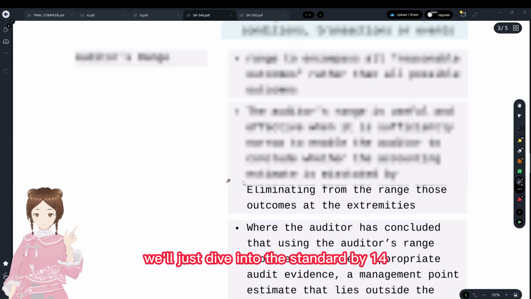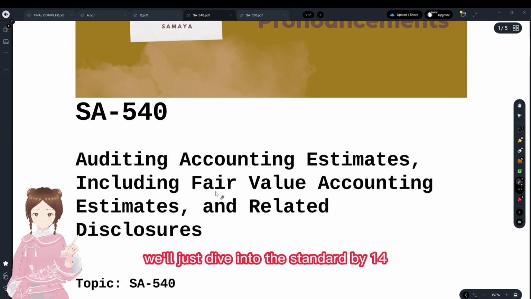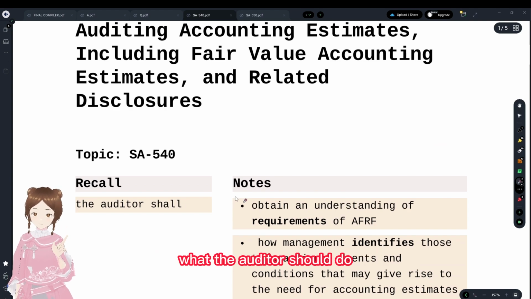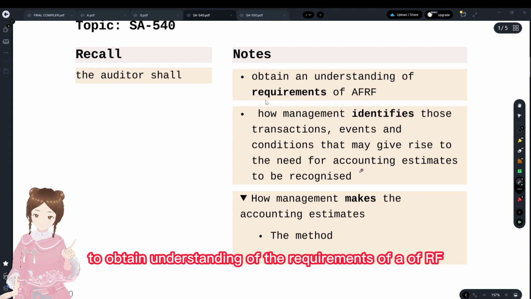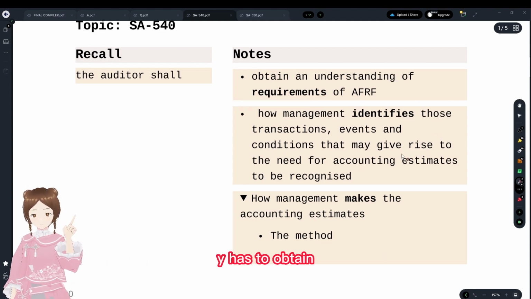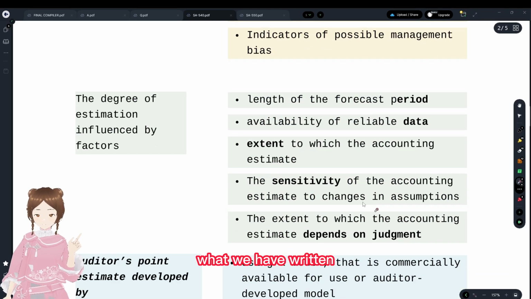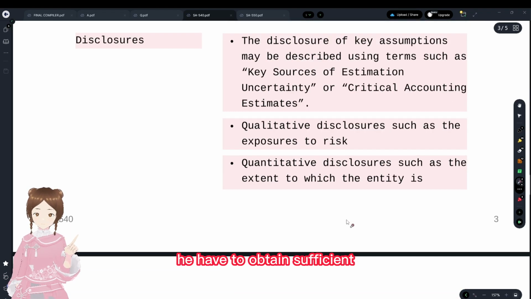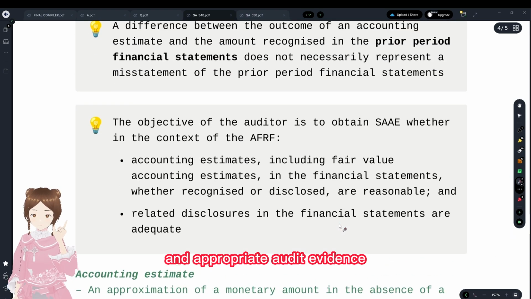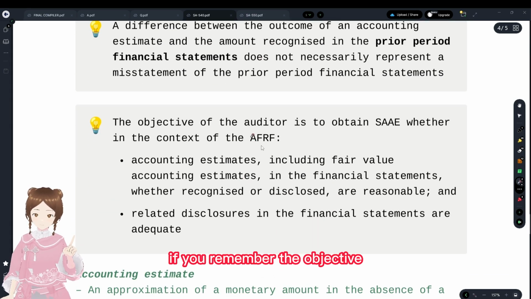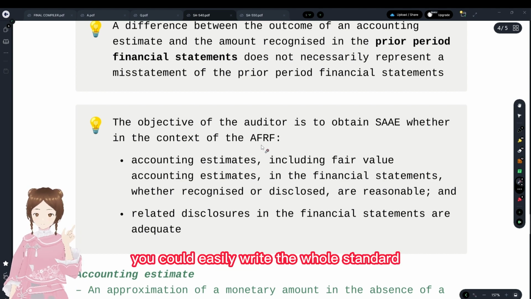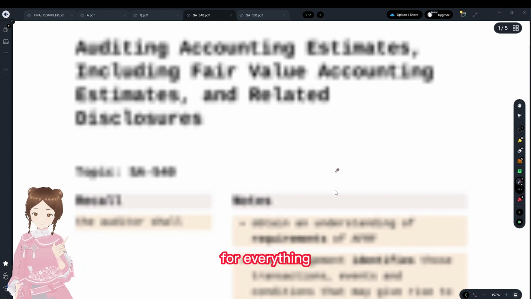And with that said, we'll just dive into Standard 540. What the auditor should do. He has to obtain an understanding of the requirements of the AFRF. Why he has to obtain it is as per the objective we have read. He has to obtain sufficient and appropriate audit evidence in the context of the AFRF. If you remember the objective, you could easily write the whole standard, not only for this but for everything.